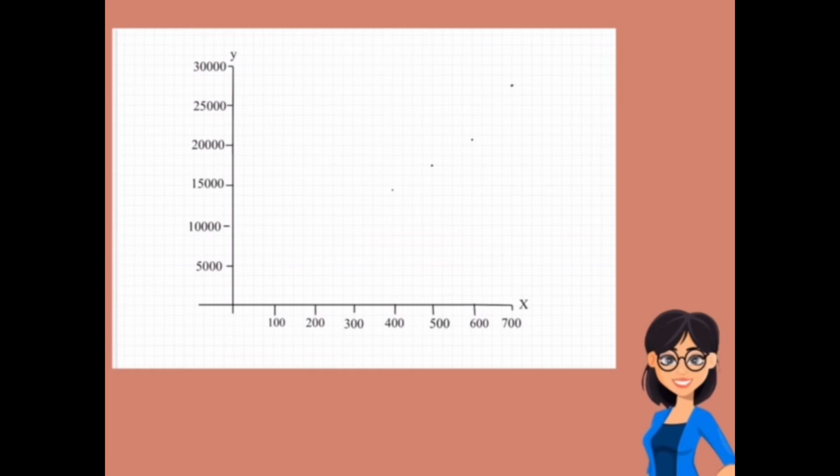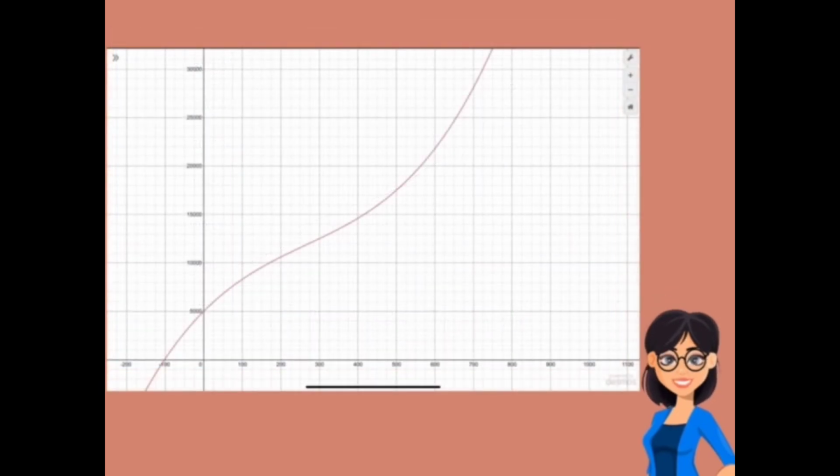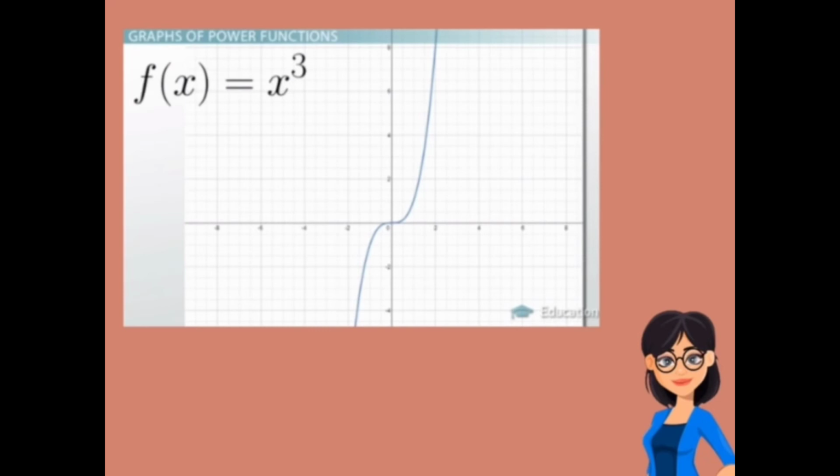After you are done plotting the graph, you need to draw a line according to the dots that you have marked. Oh no, seems not right. Wait, let me fix that. This is the graph that you should be looking for, because the graph of a function of x cubed should look like this.